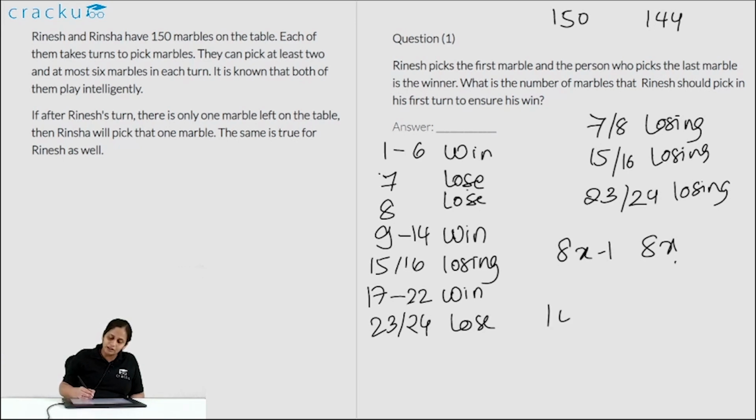So if he leaves either 143 coins or 144 coins on the table, Rinsha would be in a forever losing position. Because he can't remove 7 coins, he can max remove 6 coins. He has to remove 6 coins and leave 144 coins on the table so that Rinsha always loses. So Rinesh should logically pick up 6 coins, leaving 144 coins on the table so that he always wins. Okay, so this is how we solve the given question.